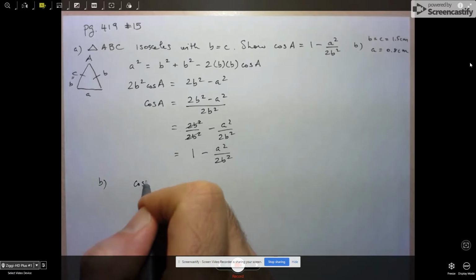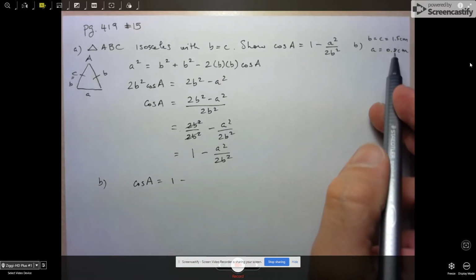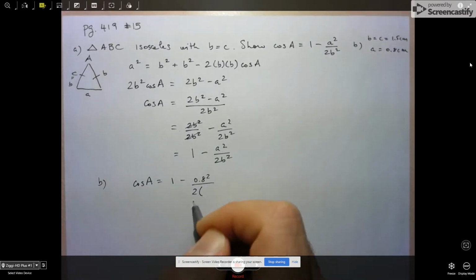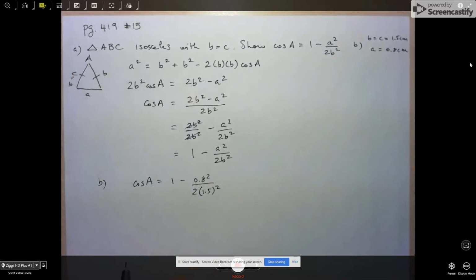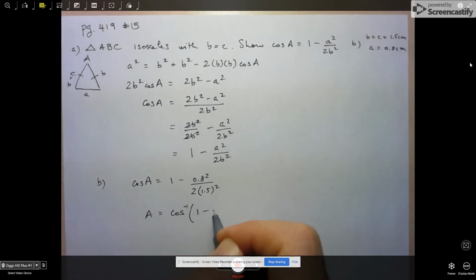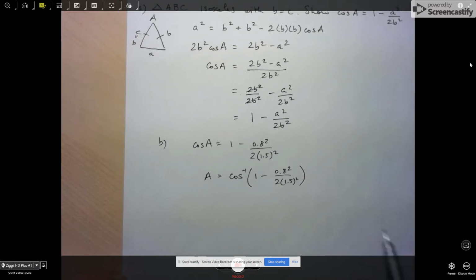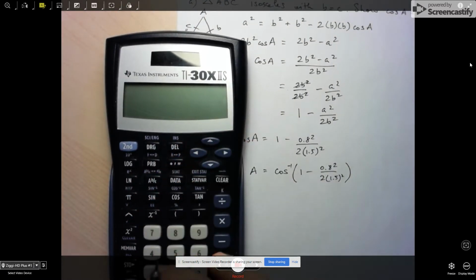So I have that cos A is equal to 1 minus, in this case, side a was 0.8, so 0.8 squared over 2 times b, side b squared, which is just 1.5. And of course, to calculate the angle, I just take inverse cosine of that. So inverse cosine of 1 minus 0.8 squared over 2 times 1.5 squared. And you notice how I leave everything till the end because the calculator can handle all this, so I might as well not approximate as I go along.